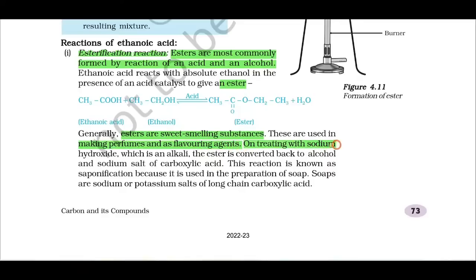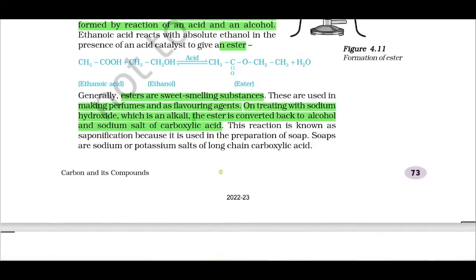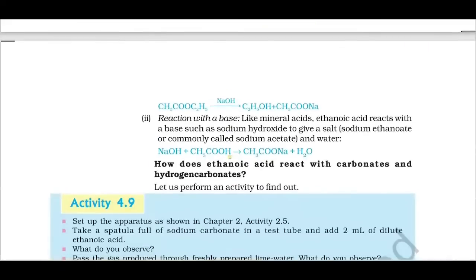On treating this ester with sodium hydroxide, which is an alkali, the ester is converted back to what? Alcohol and the sodium salt of carboxylic acid. This reaction is called what? Saponification reaction, which is used in the preparation of soap. What are soaps? Soaps are sodium or potassium salts of long chain carboxylic acids. You can see the reaction here.